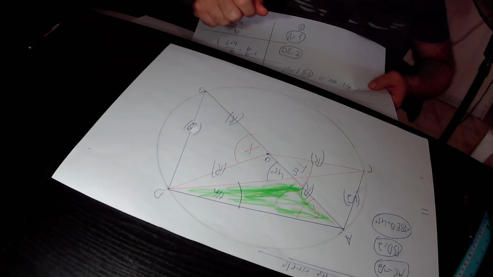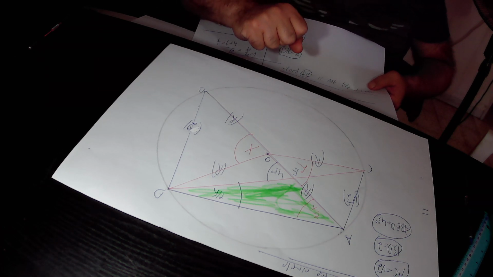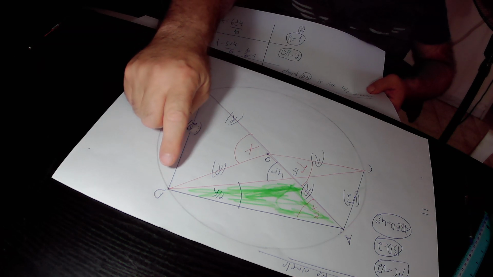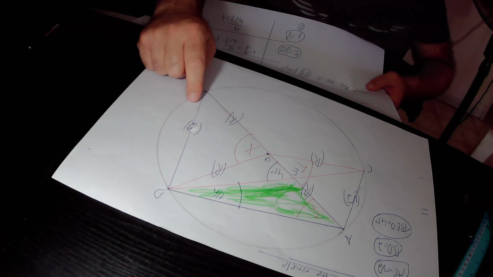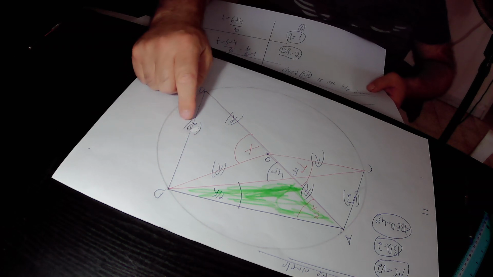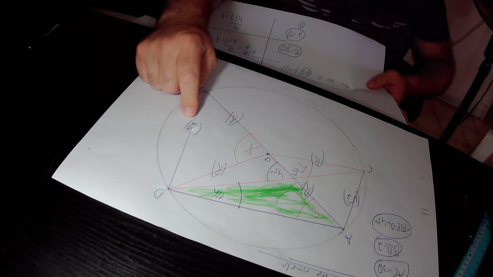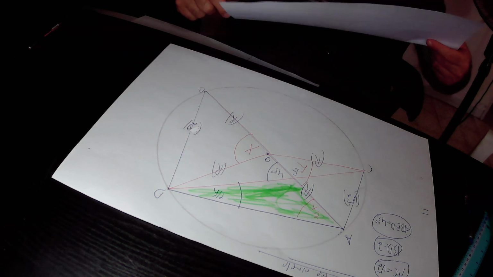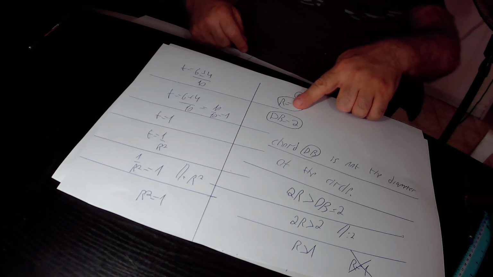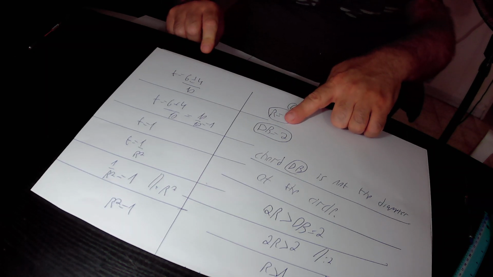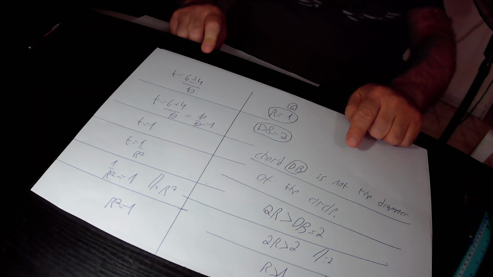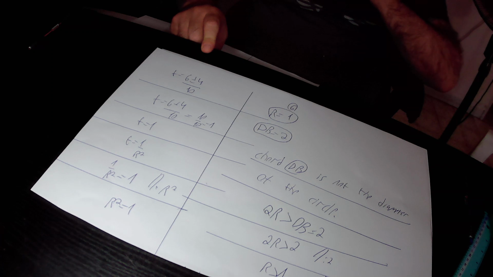But it is actually impossible that the radius of this circle equals 1. Why? Because it is given in the question that the length of chord DB is 2. Chord DB equals 2 units in length, and from the diagram it is very clear that DB is not the diameter of the circle.